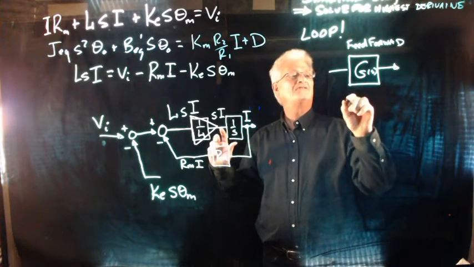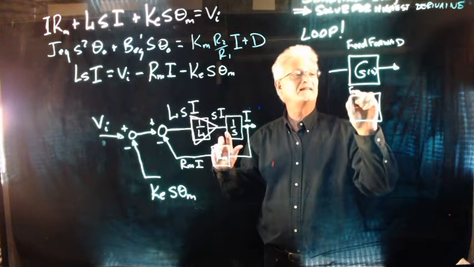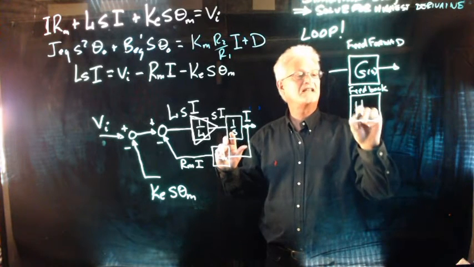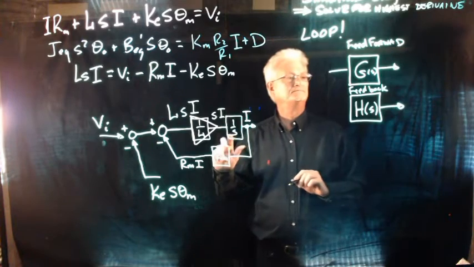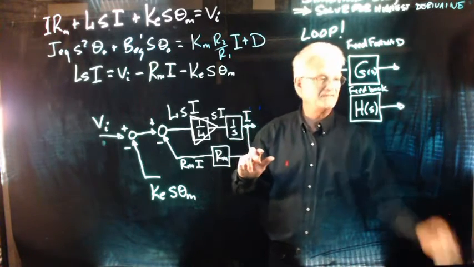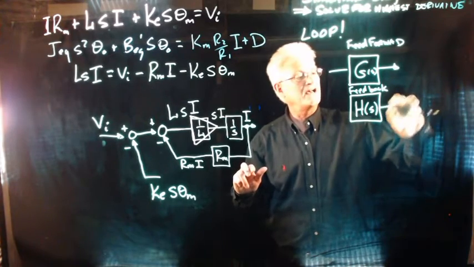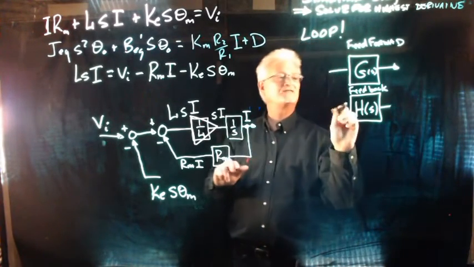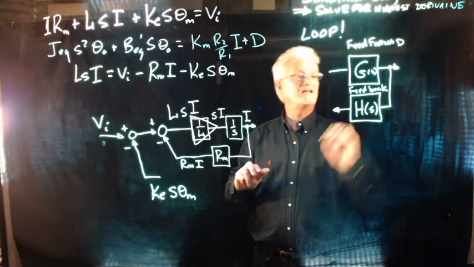And then I'm going to have something in the back. This is going to be the feedback, and this is H of S. Oops, sorry, I put the arrow in the wrong direction. That's okay, we're going to fix that. H of S is the feedback. It goes this way.